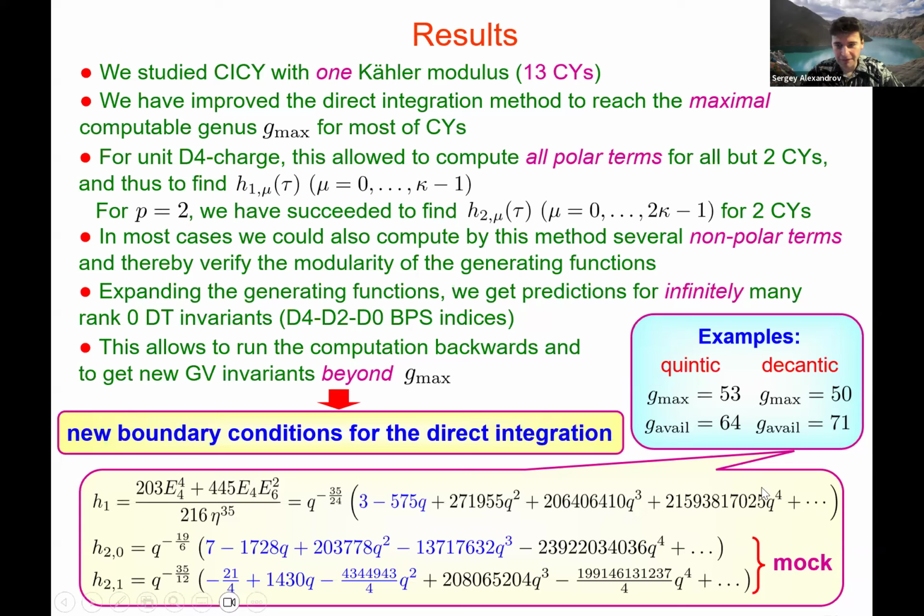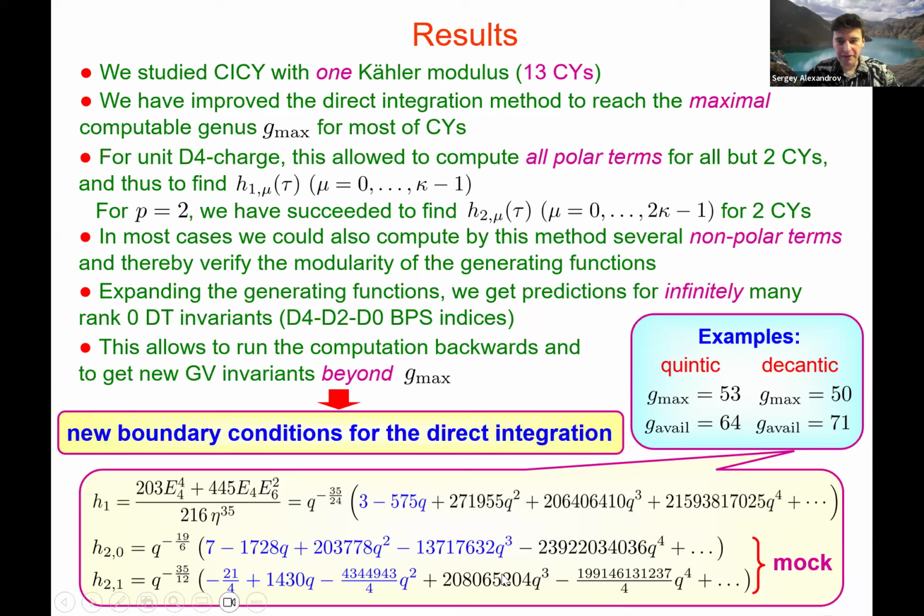Here I just flashed the results for this decantic manifold where we know both H1 and H2. H1 is a scalar function with just two polar terms, simply given by Eisenstein series and the Dedekind eta functions. For H2, we also know the explicit expression in terms of the generating function of Hurwitz class numbers, which I mentioned a few slides ago. We can generate the expansion up to arbitrary order, and here I showed a few terms, and you see that it's already a vector valued modular form.